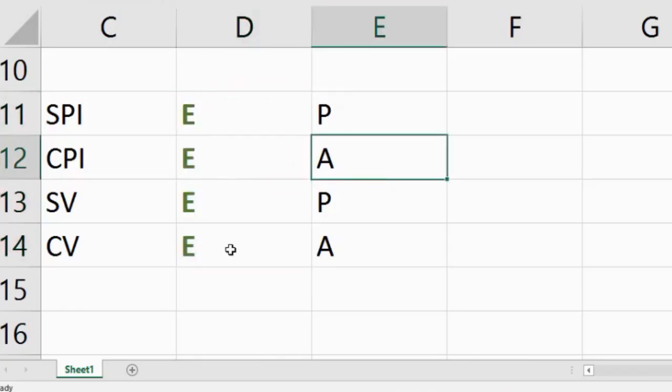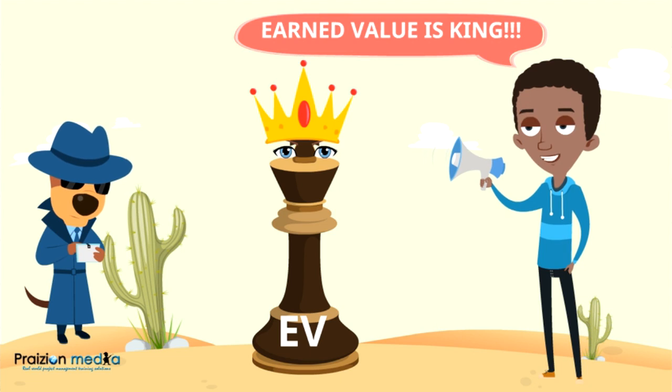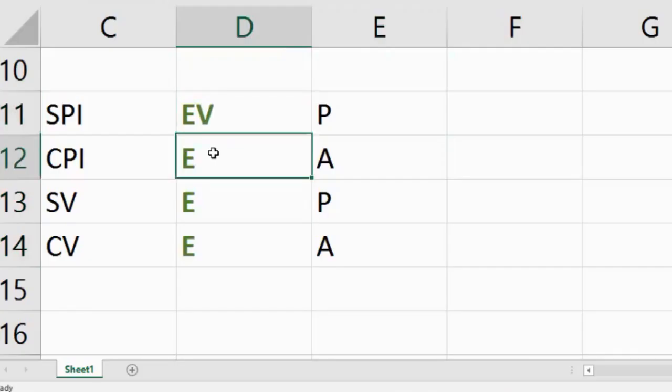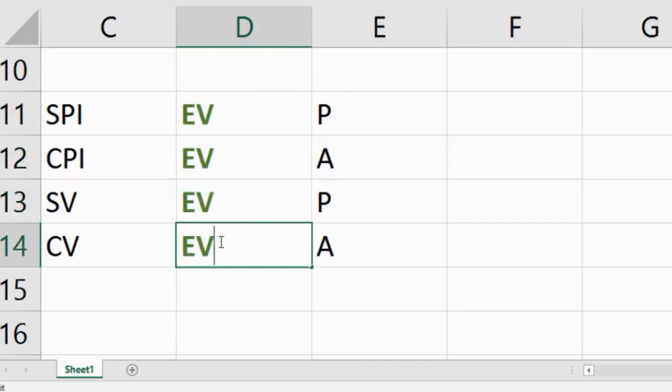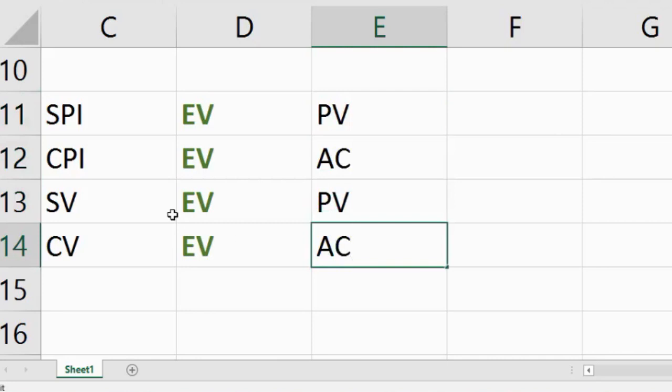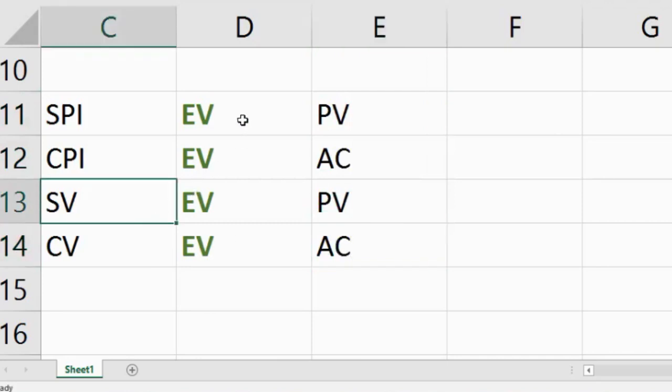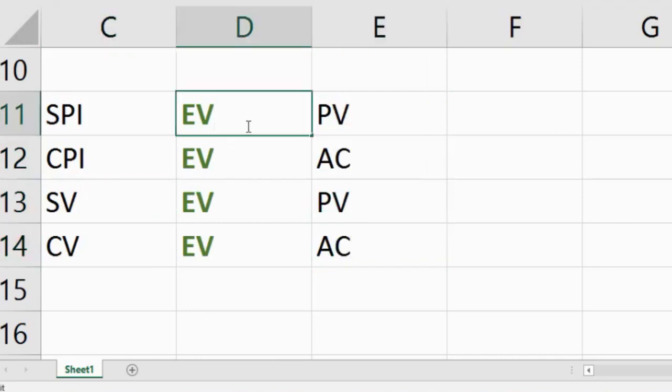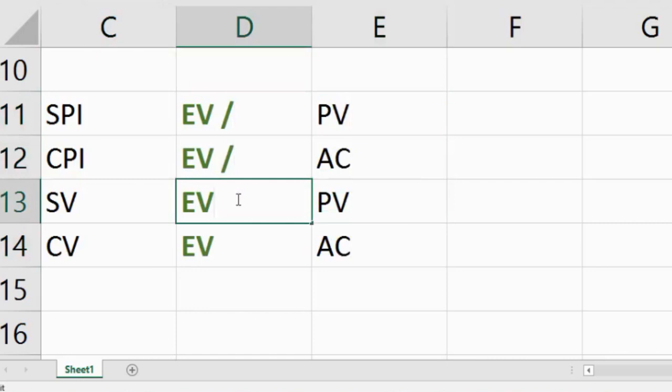So all of these are earned value. So we might as well put the V's in there. These are all earned value. The P's are planned value. And the A's, actual cost. The last thing we need to do is put in the division sign, because this is an index, and where we have indices, we divide. Where we have variances, we subtract.